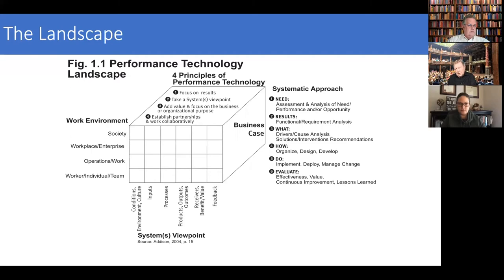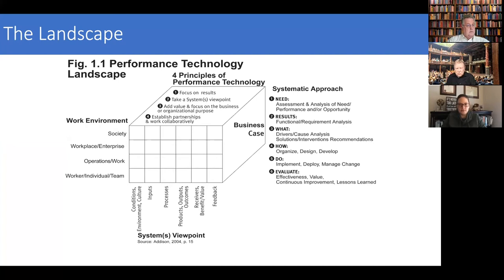So we looked at all of the models. I brought a lot of those people that I showed you on the first slides together in a room and I said, what do all your models have in common? And what we came up with is what we call the performance technology landscape, or performance improvement landscape. It was the first thing we looked at and said, what does every model out there have in common? And what every model had in common, on the left-hand side, was some type of work environment. And either the models had something to do with the individual worker, the operations, which were processes.